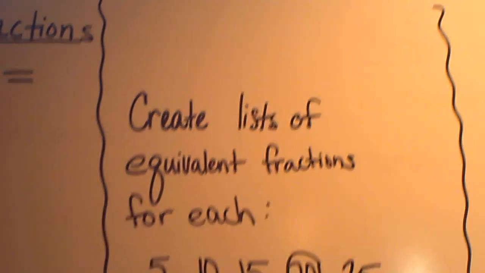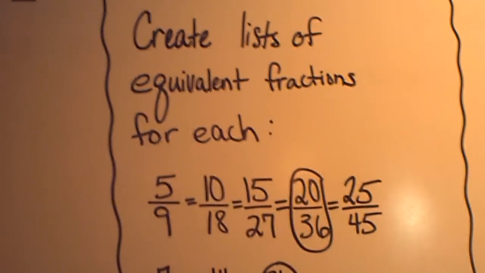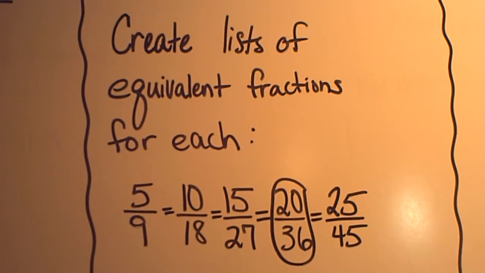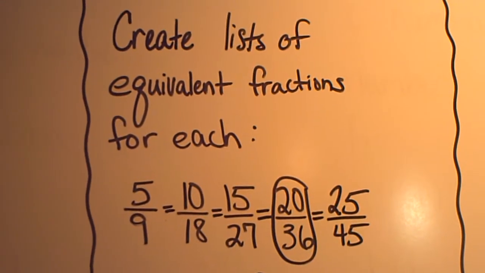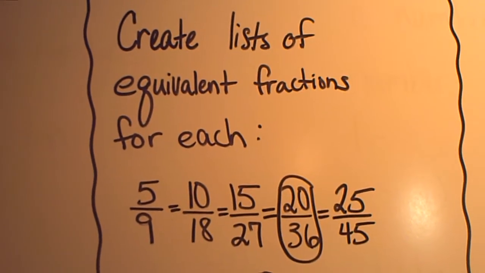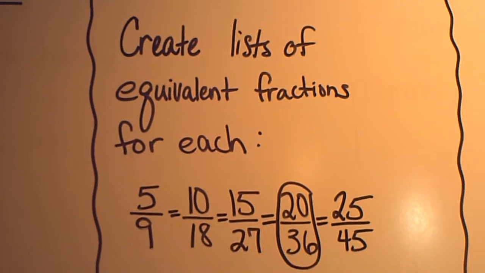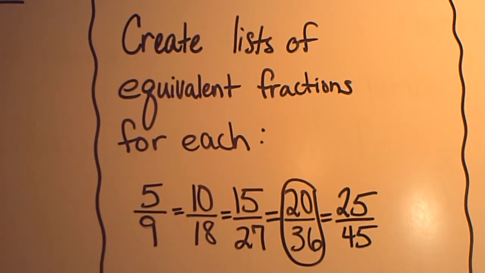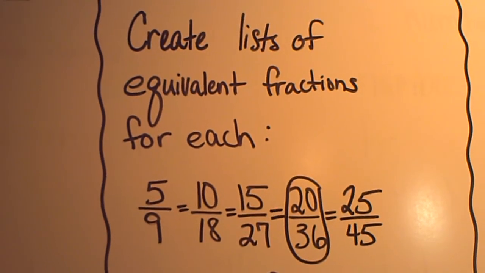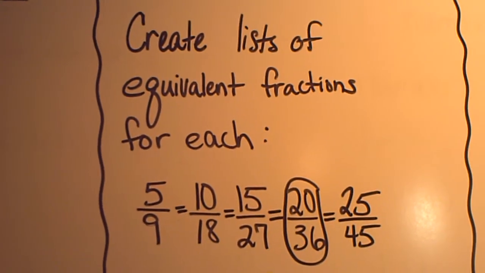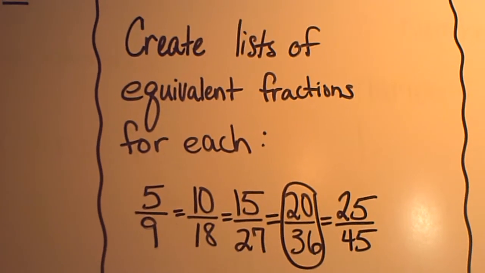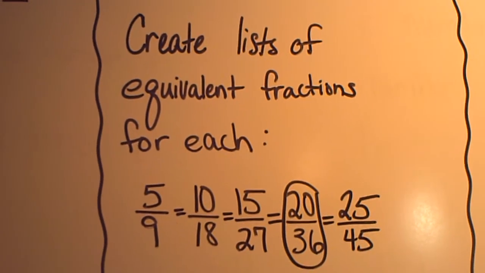Okay, so I've done that here, and you can see that 5/9 also equals 10/18, it equals 15/27, it equals 20/36, or it equals 25/45. We've done that by multiplying both the numerator and the denominator, for example, by 2, which gives us 10/18, or by 3, which gives us 15/27, and so on. So we're just creating lists of equivalent fractions for 5/9.